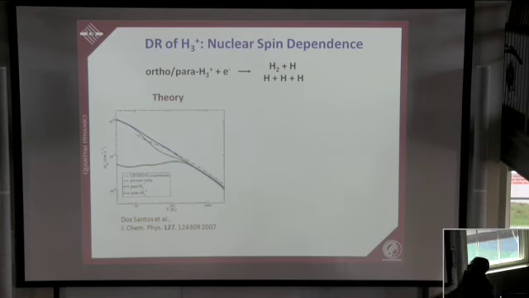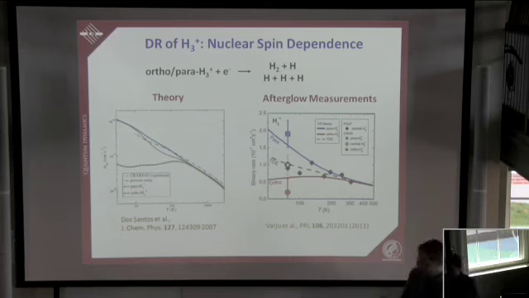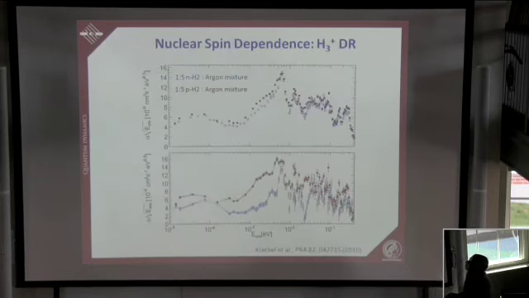Right now, the latest theory predicts that there is a huge difference between ortho and para at really low energy, about an order of magnitude, with the para state recombining faster. That is supported by afterglow measurements done very recently, where they see an enhancement in the recombination for para H3+ in a helium-argon hydrogen plasma, while ortho H3+ seems to be much slower. In the storage rings, we didn't see this effect.